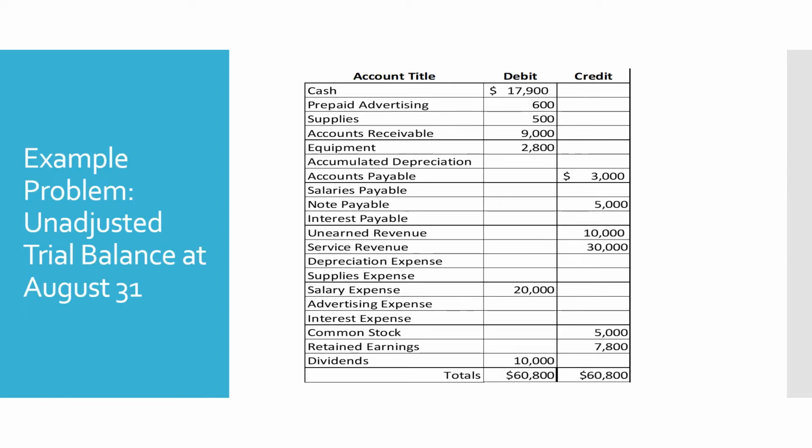So coming back to our unadjusted trial balance that we prepared as of August 31, we see that we have a service revenue account with $30,000 in it, and we have an unearned revenue account with $10,000 in it, and we've got accounts receivable of $9,000, but none of those account balances are up to date.